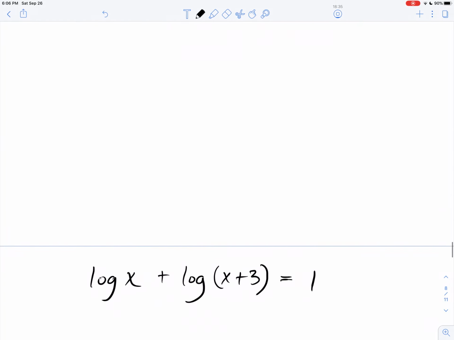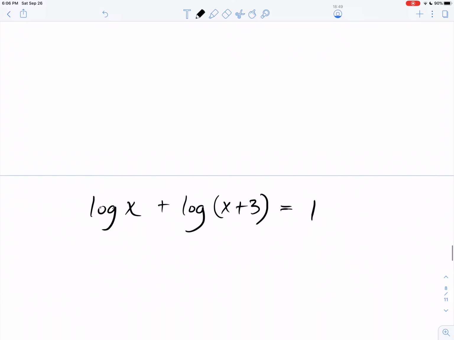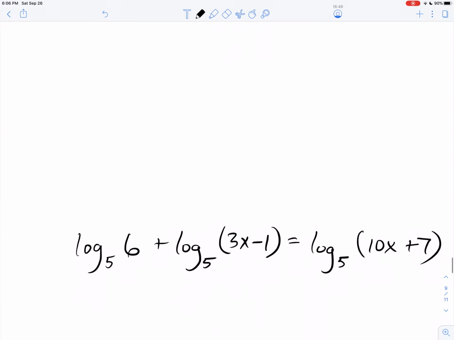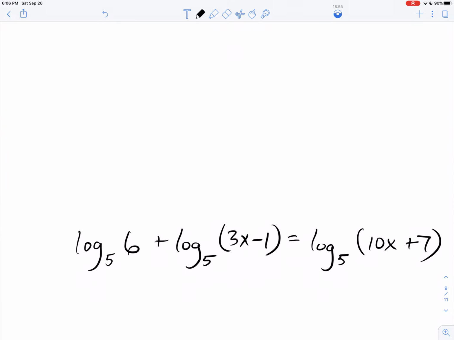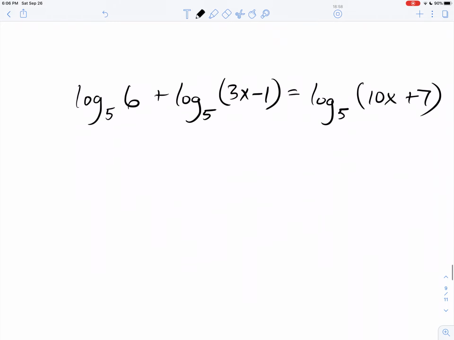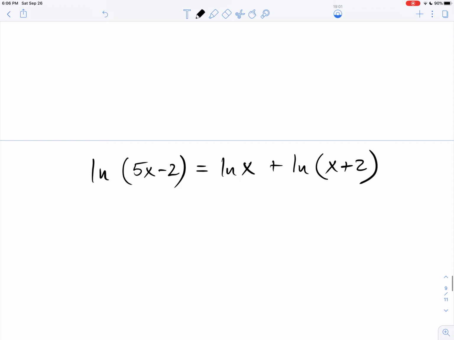Then I have this one, log of x plus log of x plus 3 on the left equals 1. Let me show you how to do that. But do you see what I mean? There's multiple logs on either side. And then take a look at this guy. There's 2 logs on the left and 1 log on the right. What's up with that? And then last but not least, I got this one too.